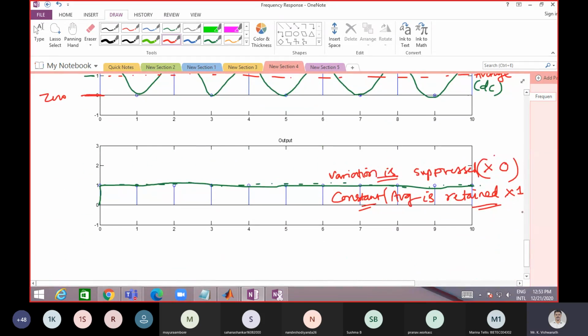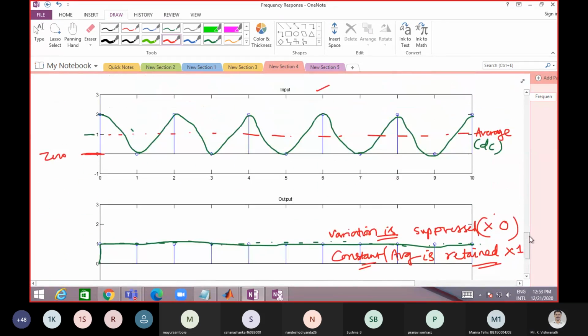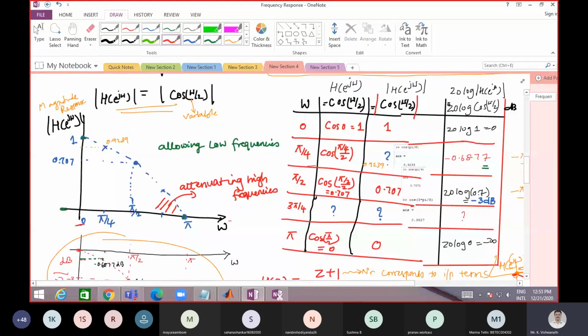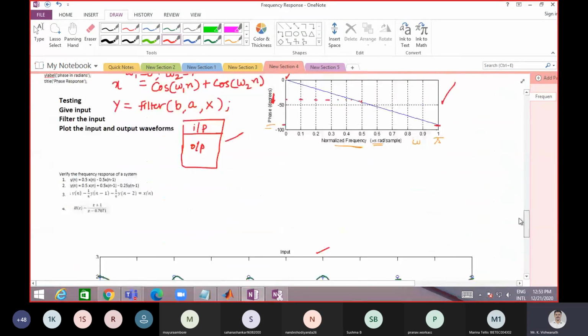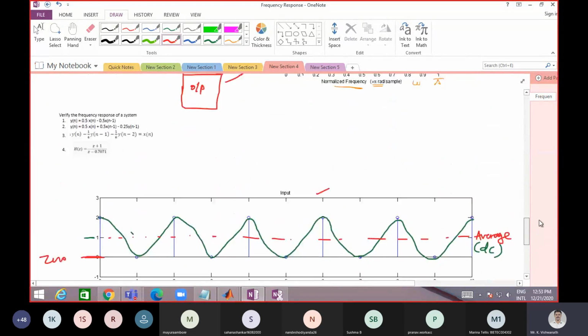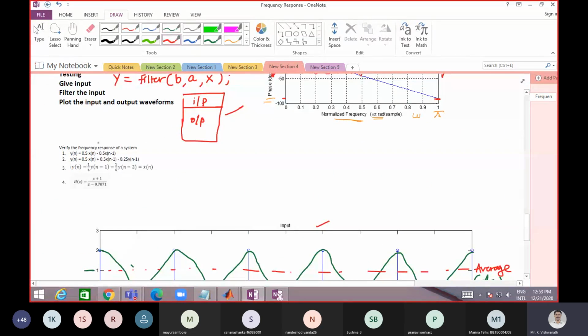So the multiplication factor, where do we see this? It is seen from this curve. So the DC value multiplication factor is 1, whereas the high frequency multiplication factor is 0. Similarly, we can experiment by allowing higher frequency terms. Now what you can experiment is you can change the transfer function.